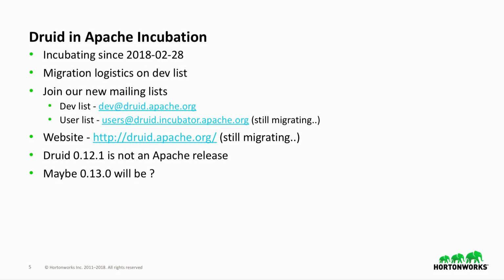So if you are interested in learning more about Druid or have questions, do use the new Apache mailing list. We'll move the website soon. We also did a 0.12.1 release recently, but that is not an Apache release. We are planning to do 0.13 later on when we move to Apache, so hopefully 0.13 will be our first Apache release.